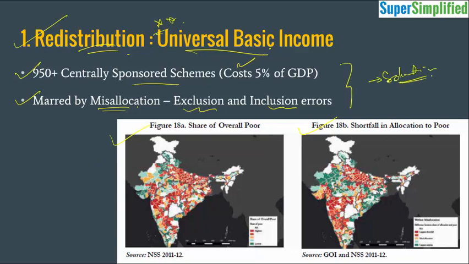Since the problem is arising because of exclusion and inclusion errors, because we are not able to identify the beneficiary properly, why don't we give this benefit to everyone unconditionally, without putting any condition? So there will not be any exclusion or inclusion error. The money will go to all. So it talks about a universal basic income. So what is universal basic income? It is a form of social security where an unconditional income transfer is made by the government to its citizens.